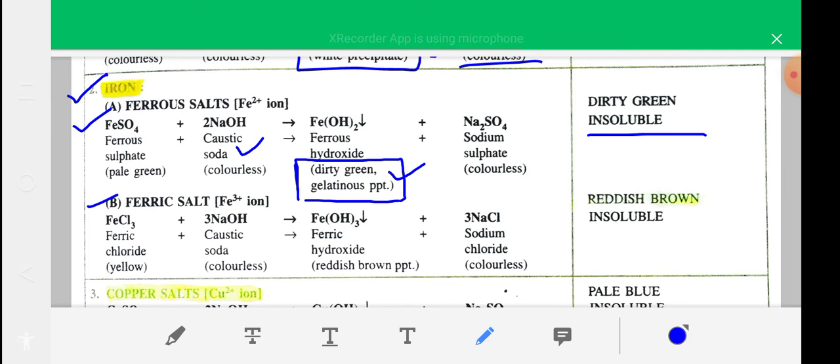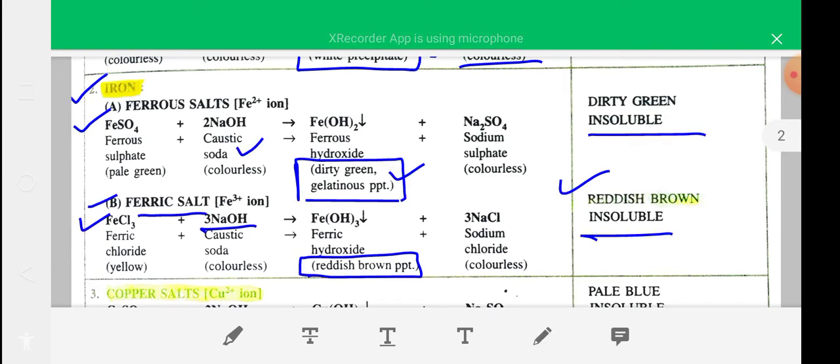Okay, now see, when ferric salt, that is FeCl3, Fe3+, is treated with caustic soda solution, that is NaOH solution, you will get a reddish brown precipitate of iron 3 hydroxide, that is ferric hydroxide, Fe(OH)3. You will get a reddish brown precipitate of ferric hydroxide and sodium chloride, and this reddish brown precipitate is insoluble in excess sodium hydroxide.